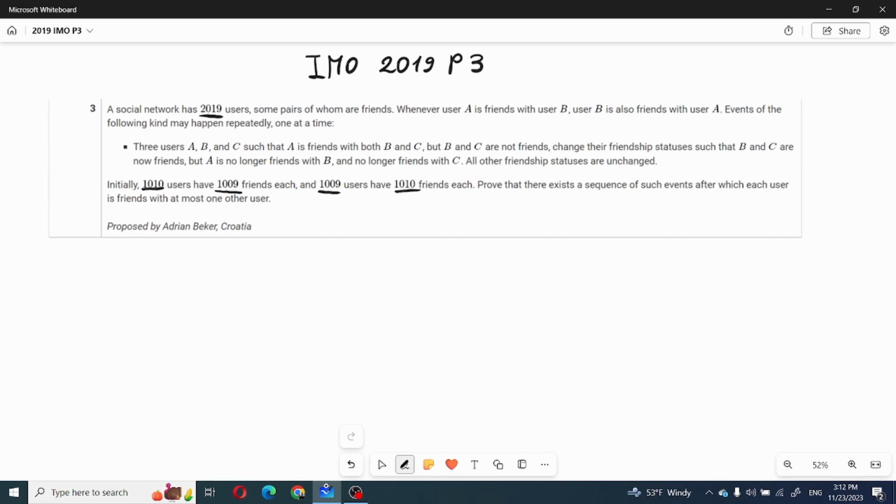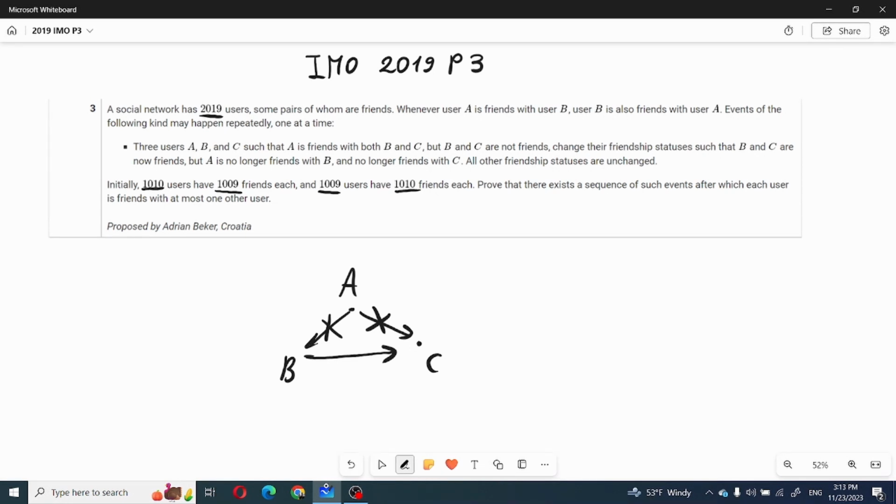And we can make movements like this one: if we take any point A and its two neighbors B and C, which are not connected to each other, we can close the relationship between A and B, and we can make B and C friends. And our aim is to make these movements until all of the users have at most one friend. We need to prove that in finitely many moves we can get this situation.